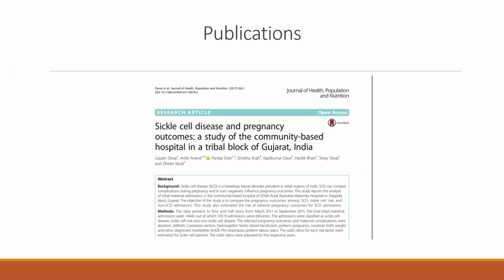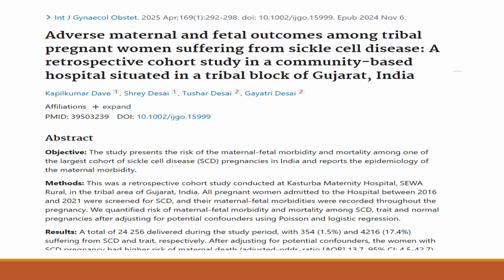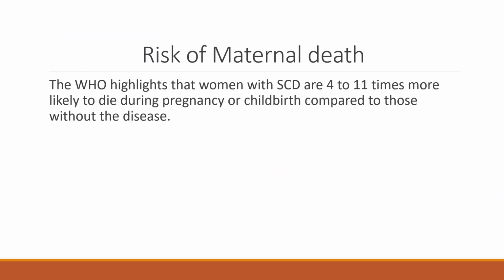So we have a couple of publications in terms of pregnancy and sickle cell. This is with data from 2011 to 2015. And here is data from 2016 to 2020-21. So when we talk about risk of maternal death, the World Health Organization highlights that women with sickle cell disease are 4 to 11 times more likely to die during pregnancy or childbirth compared to those without disease.